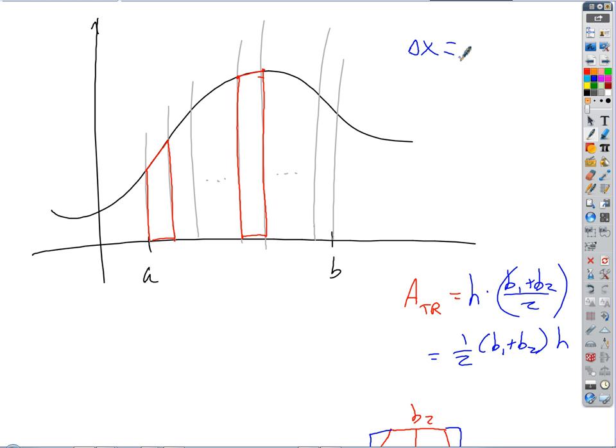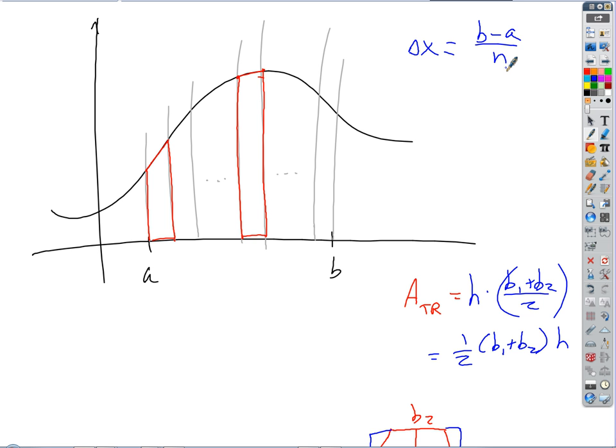Don't try to remember it, just think about it in terms of what it needs to be. If this is the total width of the interval, b minus a, and we're going to cut it into n sections. So b minus a over n, right? The total width divided by the number of sections gives me the width per section, right? Okay. So that's the height that's just going to be our delta x, right? And b1 and b2 are just going to be the heights of each side, but those are determined by the values of the function, aren't they?